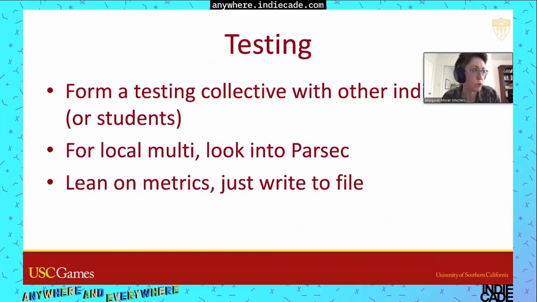And finally, you will want to look into Parsec. Parsec is an online testing tool. And you can do metrics pretty easily if you just write out to a text file and then ask your tester to send it to you. So you don't need to get into really elaborate metric systems and using cloud metrics and whatever, just write out a file. Because remote testing is mostly about sending it off to someone and having them play it on their own, those metrics are going to be really helpful to you.